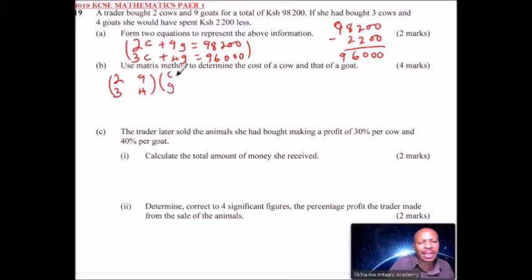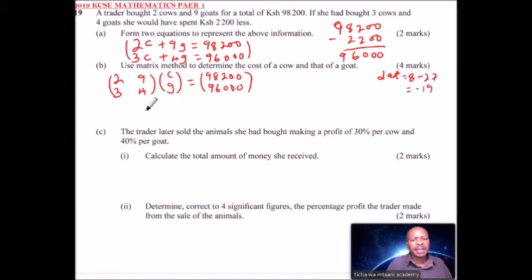Here we have C and G is equal to the matrix of the cost, that is 98,200 and 96,000. So that's how you form the matrix. We need to get the value of C and G, and to get this we can multiply both sides by the inverse of this matrix. To get the inverse, we need to get the determinant. The determinant is equal to 2 times 4, that is 8, minus 27. So this will give you minus 19. This implies that now you can get 1 divided by minus 19.